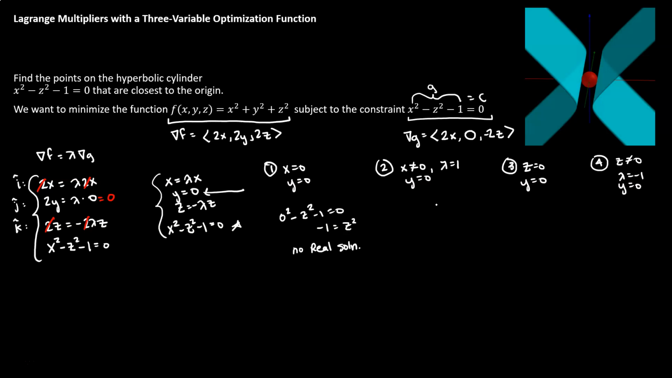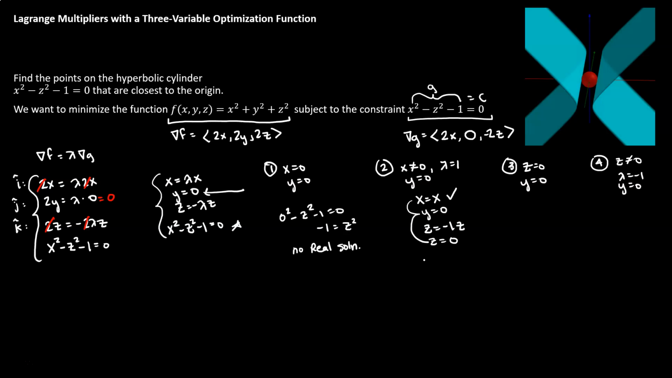Moving on to our second option, where x is not equal to 0, y is equal to 0, and lambda is equal to 1. We would plug that into our system and we would see x equals x, which is good news, y equals 0, obviously, and then z equals negative lambda, or negative 1, times z. And the only way for this to be true would be to imply that z equals 0. So we have x equals x, y equals 0, z equals 0.